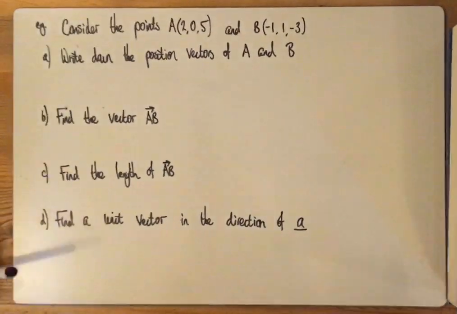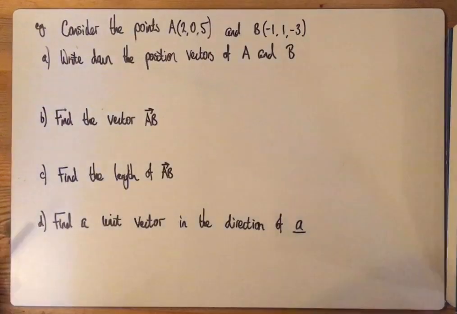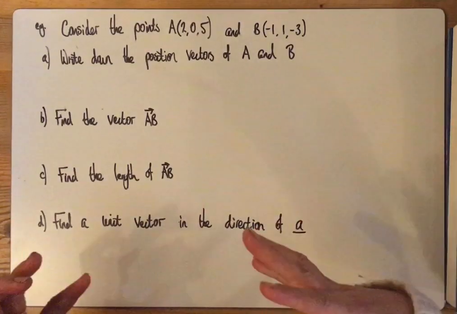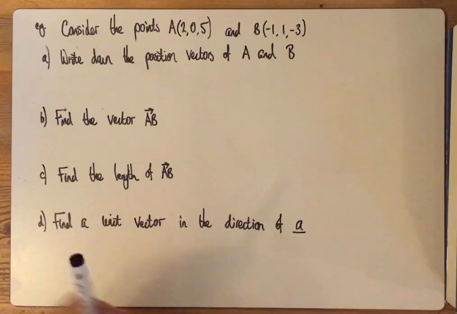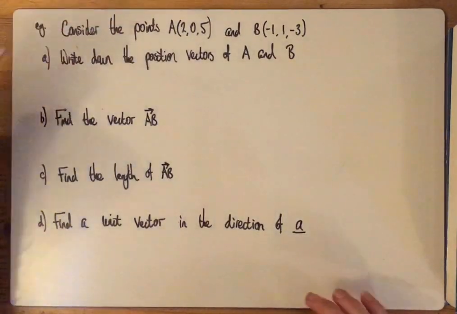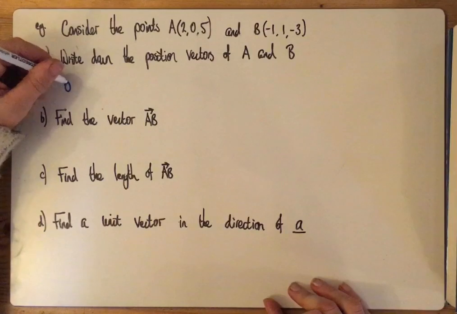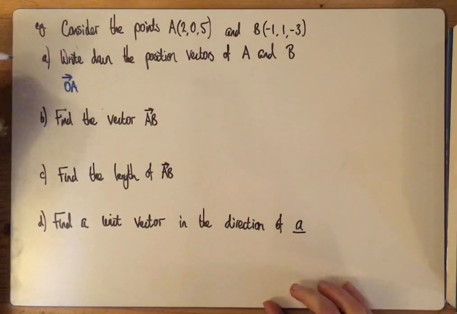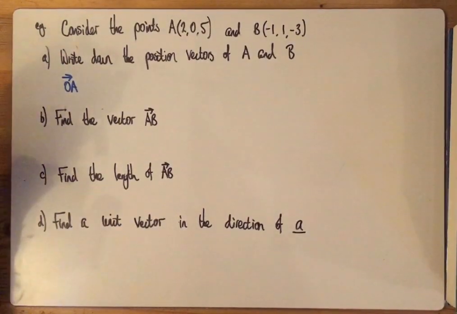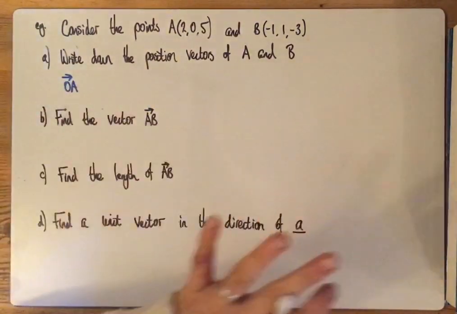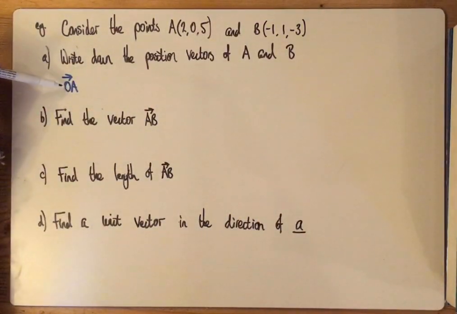So consider the points A (2, 0, 5) and B (-1, 1, -3). I wouldn't bother trying to draw them and think about where they are in 3D space. Position vectors of A and B. So the position vector of A is the vector that takes you from the origin to A, and the origin is fixed. So you can think of vectors as free floating things that you can move around. But if they're coming off of the origin, then they're very much tied to the origin. This notation is quite nice because you can see you're going from the origin to A.